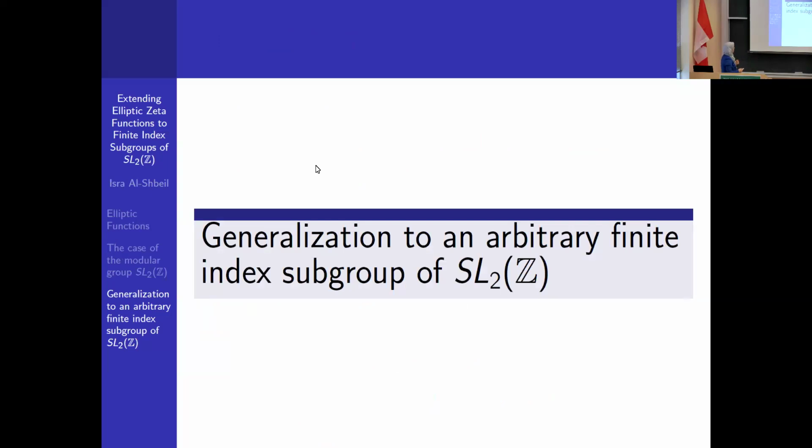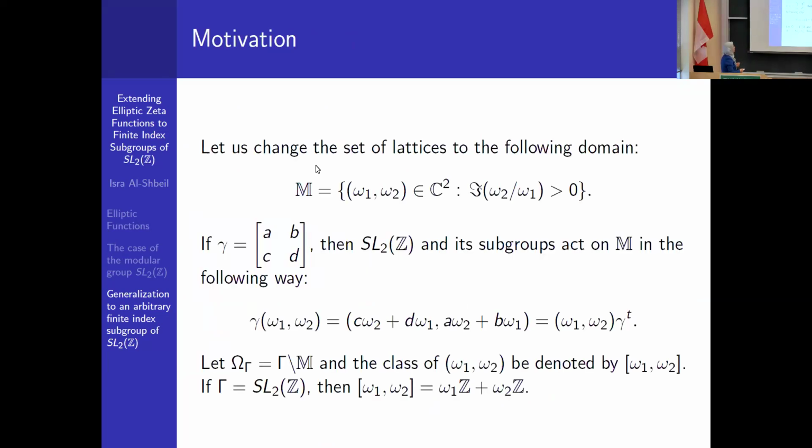Now we will go to how to generalize this elliptic zeta function to any finite modular subgroup of SL2(Z). Motivation. So I start by defining this M. This M is the set of all ordered pairs omega-1 and omega-2, and gamma, an element of SL2(Z), as you see. We define the action of gamma on this ordered pair as follows.